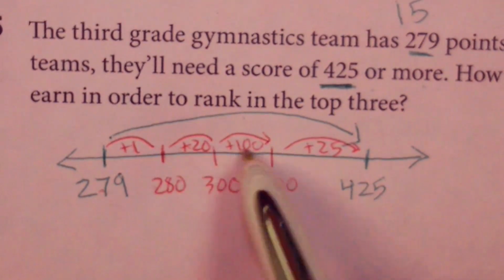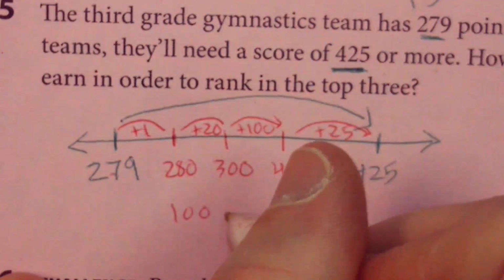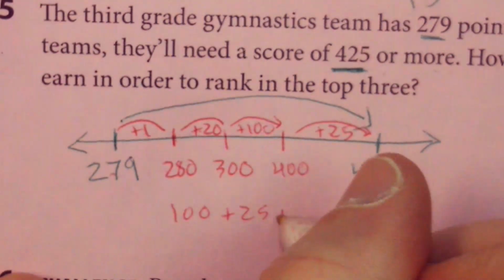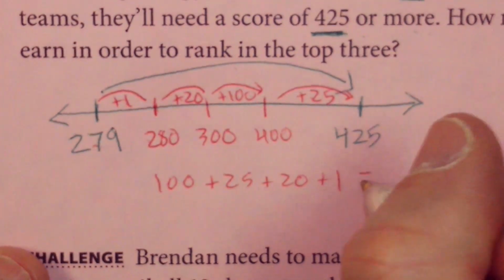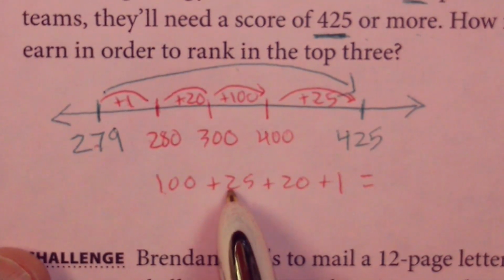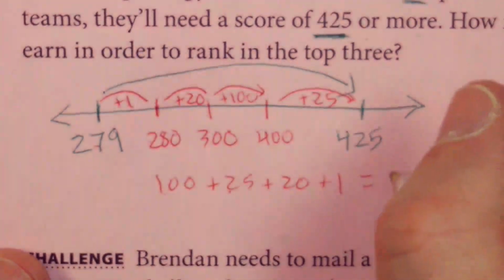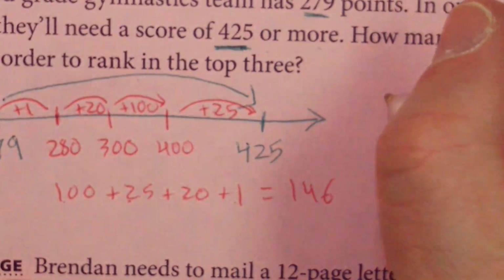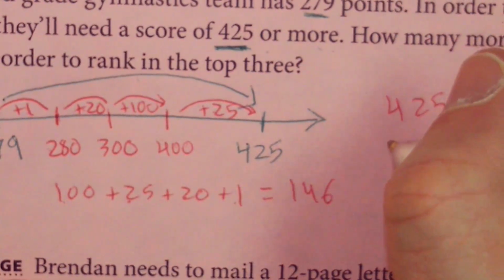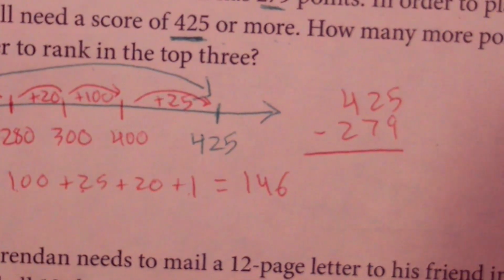If I combine all of these numbers, I will have the answer. So I'm going to put these in order, from biggest to smallest: 100, plus 25, plus 20, plus 1, that will be my answer. So I have 125, 145, plus 1, 146. If I did the standard algorithm, 425 minus 279, I should get the same answer.